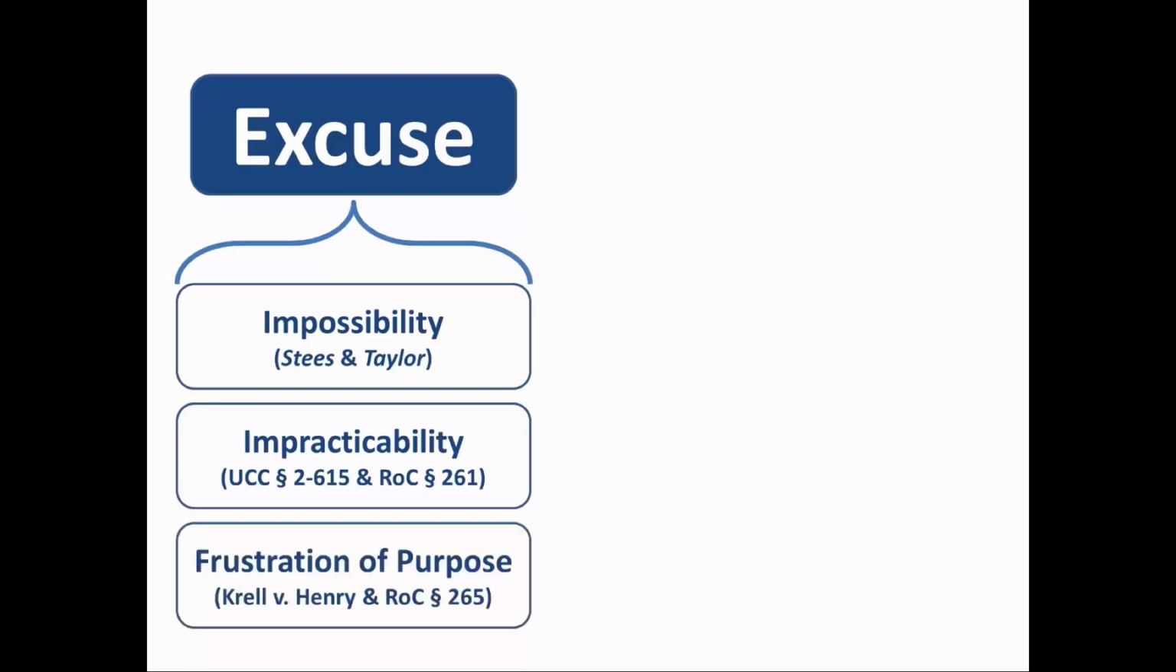A third category of cases involves frustration of purpose. Perhaps the most famous frustration case is Krell against Henry, in which the owner of a building rented out a room overlooking the parade route for the day of a royal coronation. When the parade was postponed, the court excused performance on the grounds that both parties understood that the entire purpose of the contract was to watch the parade, and that purpose had been frustrated.